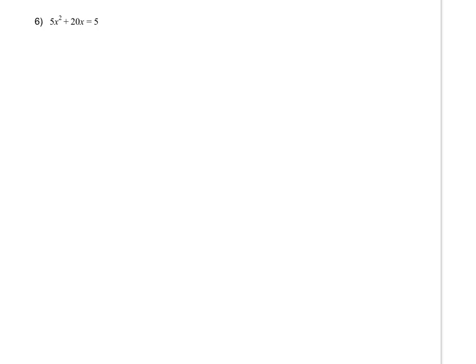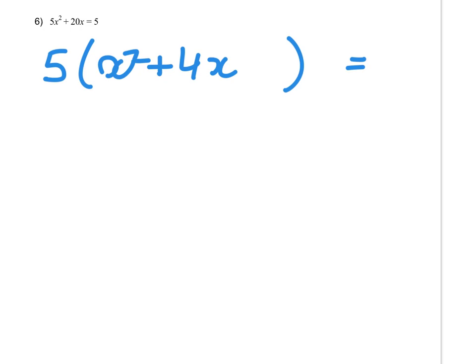Now here, the number 5 is on the good side of the equal sign for you, so you can work with that. So what are we going to do? We're going to divide the left side by 5, so we have 5 times x squared plus 4x. That's equal to 5. So, what do I have to add to each side? Well, half of 4 is 2, squared is 4.